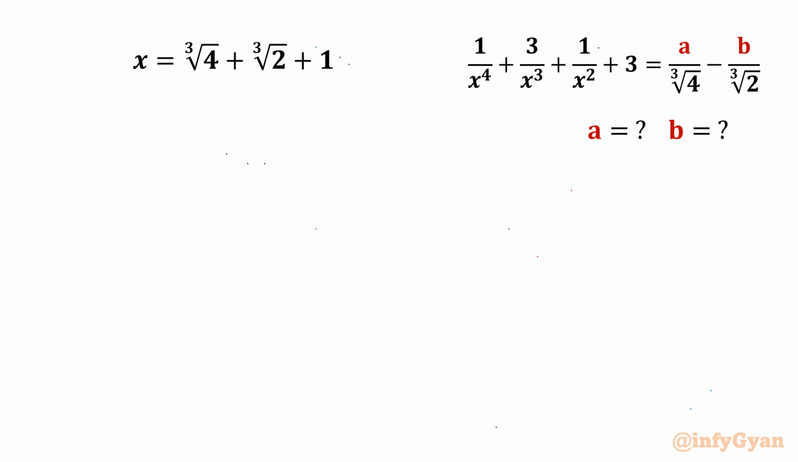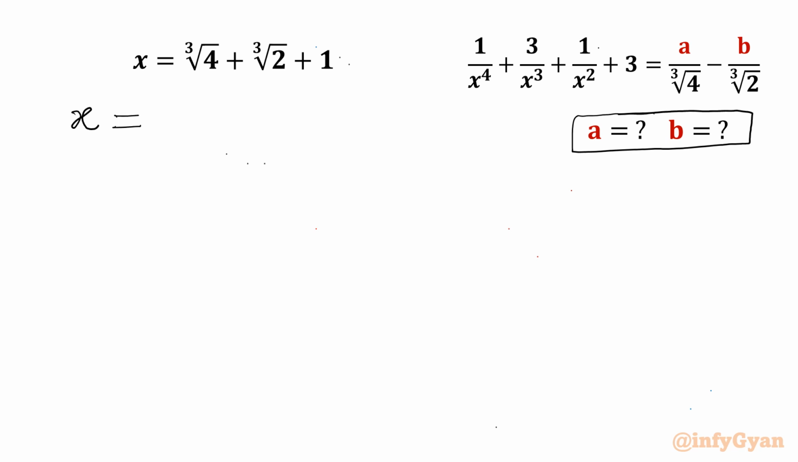In this video, we are having another very interesting and challenging question from radical mathematics. Here we have to evaluate unknowns A and B. So let's get started with our equation given x equal to cube root 4 plus cube root 2 plus 1.